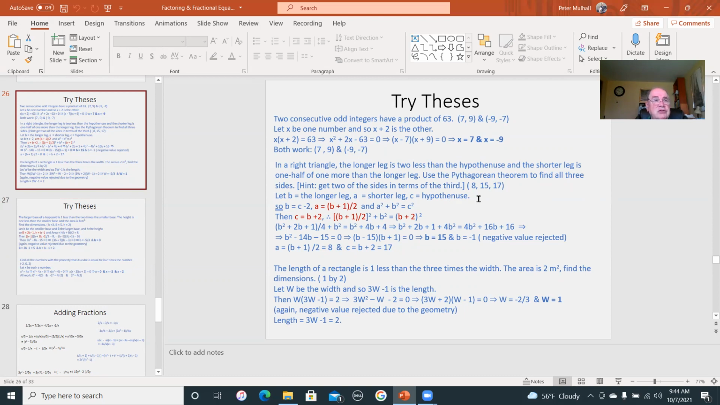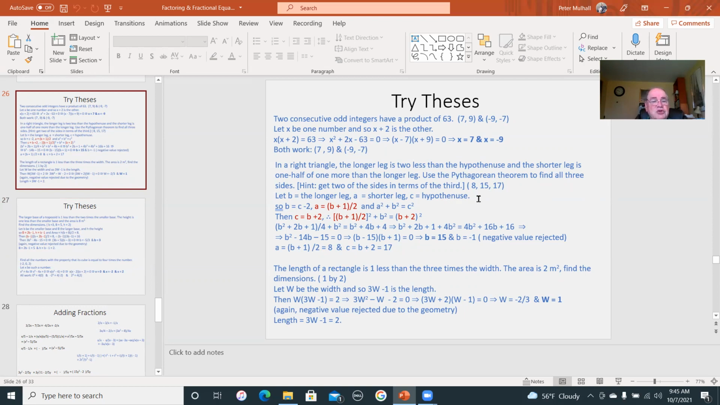We do have 3 unknowns after all. We need 3 relationships. The other 2 relationships are up above, and they can be teased out if you think about A and B. So the longer leg, B, is 2 less than the hypotenuse. B is equal to C minus 2.